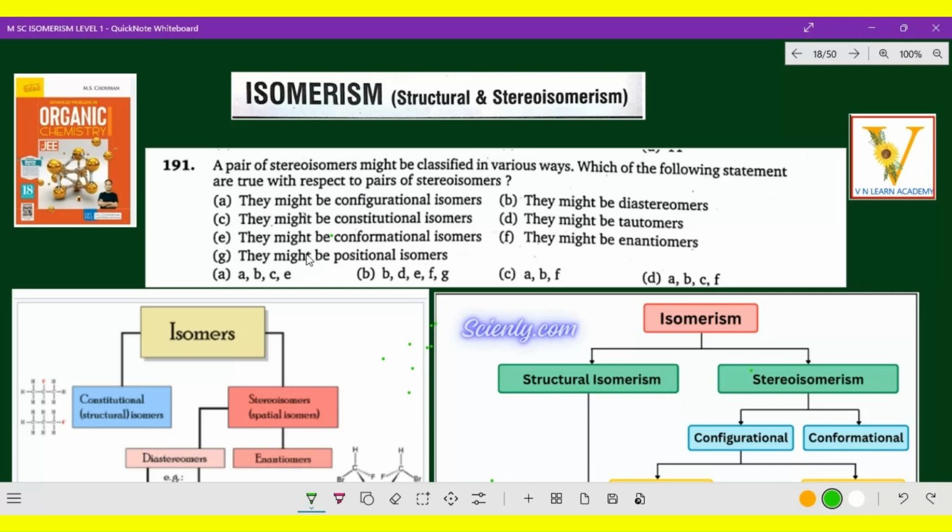Hello students, today we are going to see some more interesting and important questions from MS Chouhan's Organic Chemistry, Isomerism, Level 1, and the questions from 191 to 200. Come on, let us discuss.